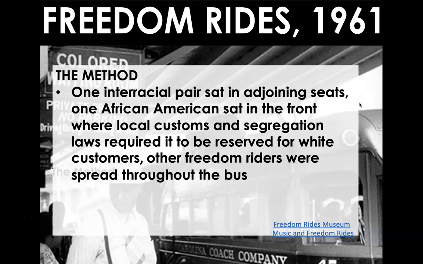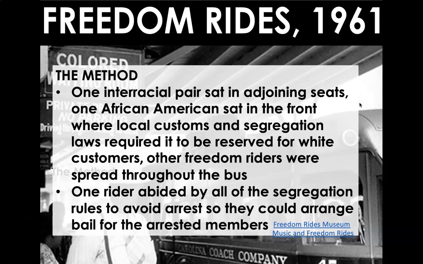Now, what you also need to know is on the freedom rides, not all of these people were African Americans. There were actually white people who had also teamed up to help desegregate the buses. One rider abided by all of the segregation rules to avoid arrest so they could arrange bail for the arrested members. So again, their concept was they were going to ride these buses. One person was going to follow all the rules. That way, when the other people who were protesting got arrested, the one person left over could then post bail for everybody, and they could all be freed and go home and do it again.